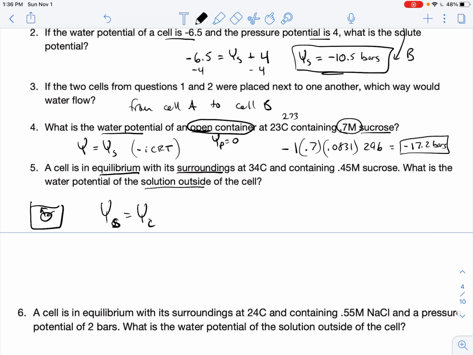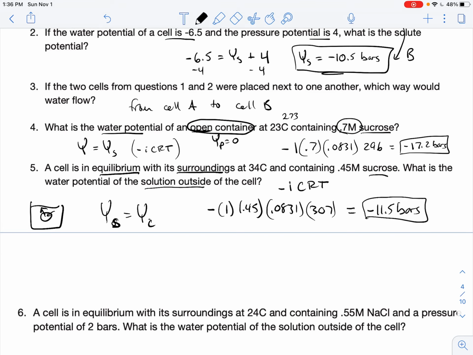We could really just find inside the cell, same, negative iCRT, because they gave us all the cell's information, I believe. Yeah. So our i, in this case, is sucrose, so it's negative 1. Our C is our concentration, 0.45. Our R, 0.0831. And lastly, our temperature, we just have to add those together. That's 307. We multiply that out, and what are we going to get? We're going to get negative 11.5 bars.